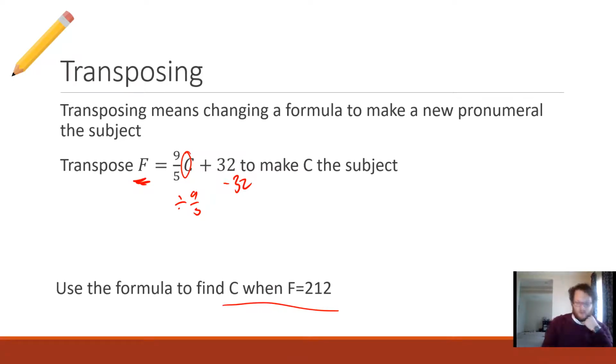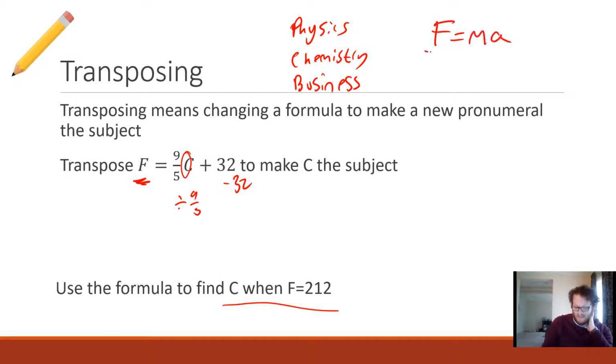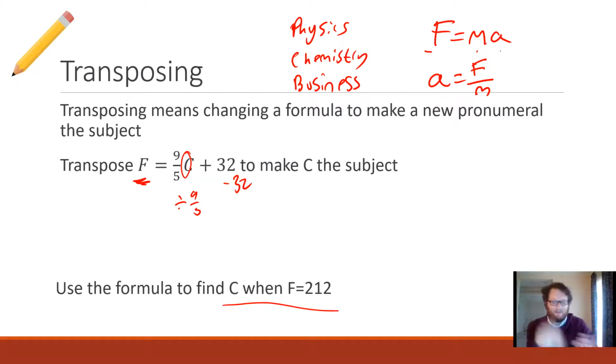We use this all the time in physics and chemistry, sometimes in business as well. Because we might have a nice equation that tells us a way to calculate the force if you know the mass and the acceleration. But you might have a question that says, no, I don't want to know the force, I want to know the acceleration. So you go, all right, fine, I'll transpose it, and I'll make A the subject. And now I have an equation that I can use to find out what A is. And that's how transposing works.